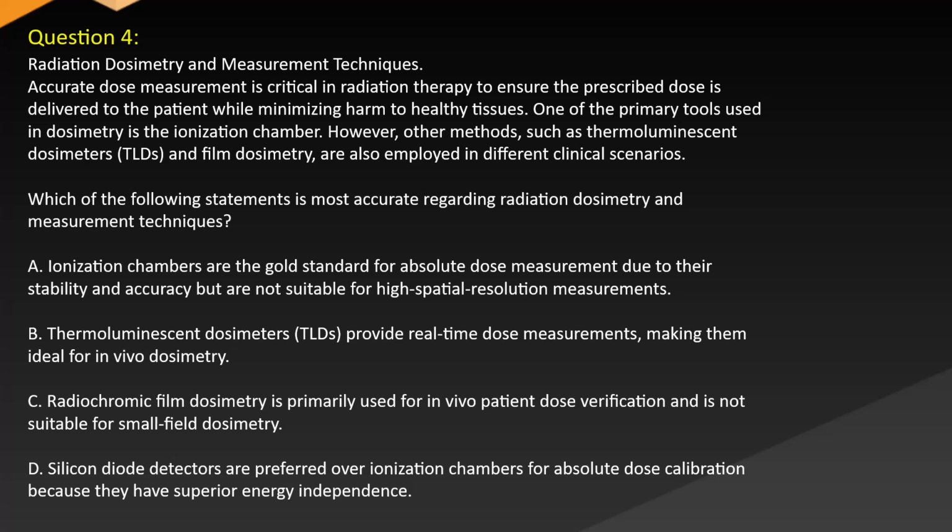A. Ionization chambers are the gold standard for absolute dose measurement due to their stability and accuracy, but are not suitable for high spatial resolution measurements. B. Thermoluminescent dosimeters (TLDs) provide real-time dose measurements, making them ideal for in vivo dosimetry. C. Radiochromic film dosimetry is primarily used for in vivo patient dose verification and is not suitable for small field dosimetry. D. Diode detectors are preferred over ionization chambers for absolute dose calibration because they have superior energy independence.